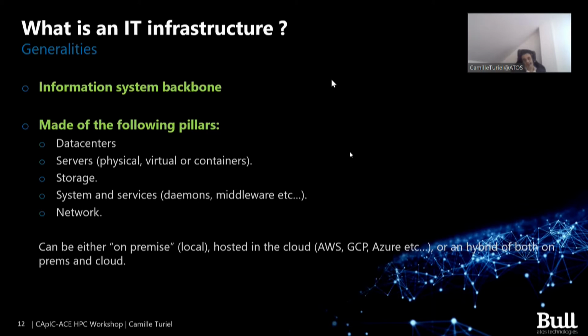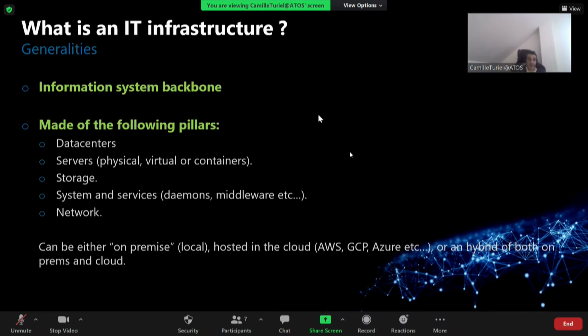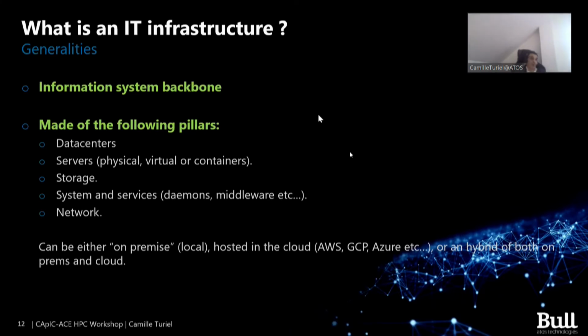And so you have storage, either for archiving or long-term storage, normal storage, and you also have high-speed storage, which is often handled by Lustre, which is very common in HPC. But this point will be seen in more detail further on.